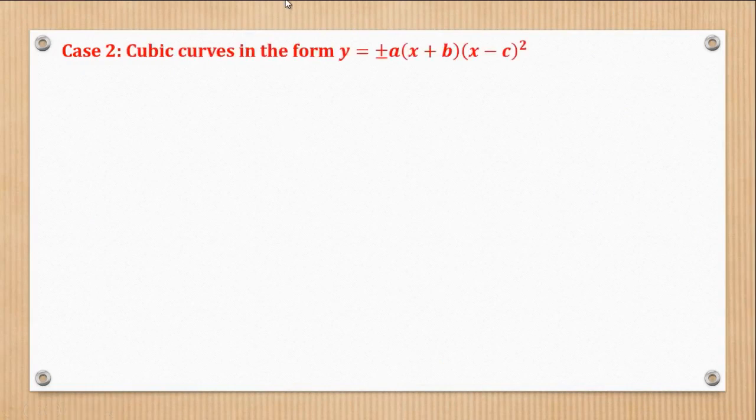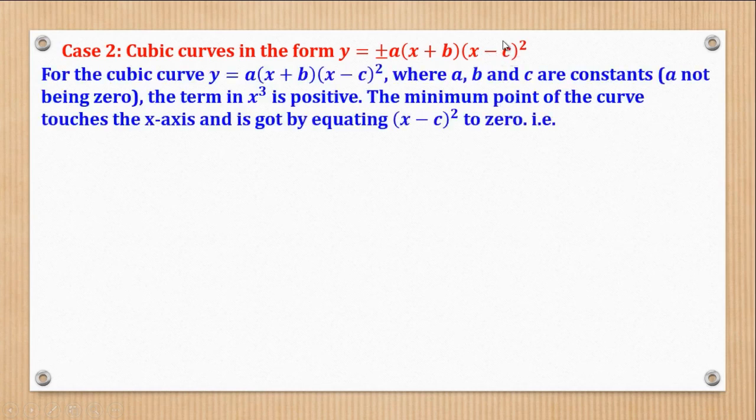Case 2 looks at cubic curves in the form y equals plus or minus (x + b)(x - c) squared. I think we realize that in this case there is a repeated factor: x minus c is repeated. What happens when there's a repeated factor? It implies that the intercept at that point with a repeated factor is a turning point, and that turning point is a minimum point. So when you get the intercept by equating this to 0, we shall be able to get a minimum point to that curve.